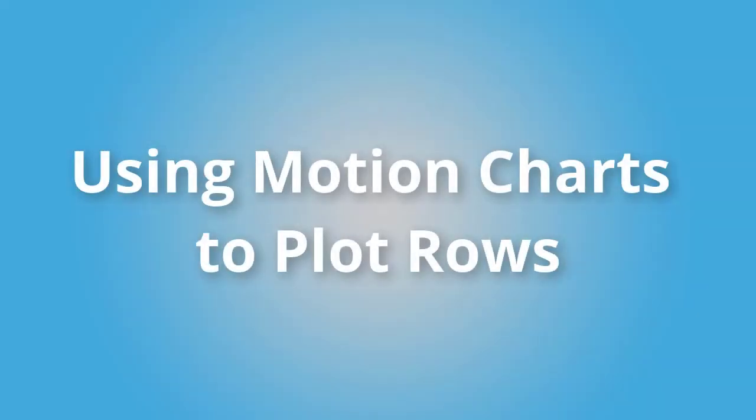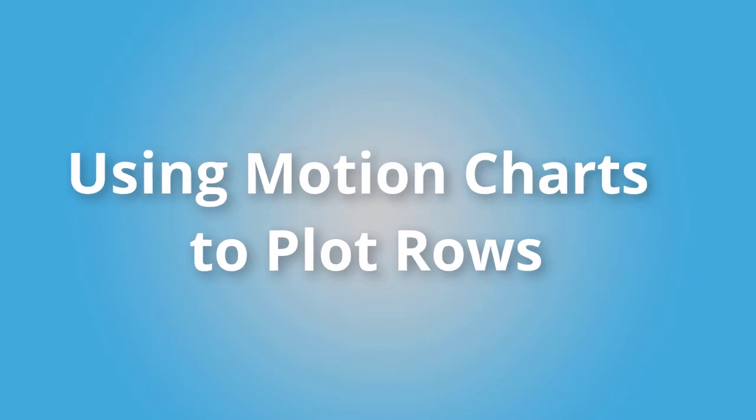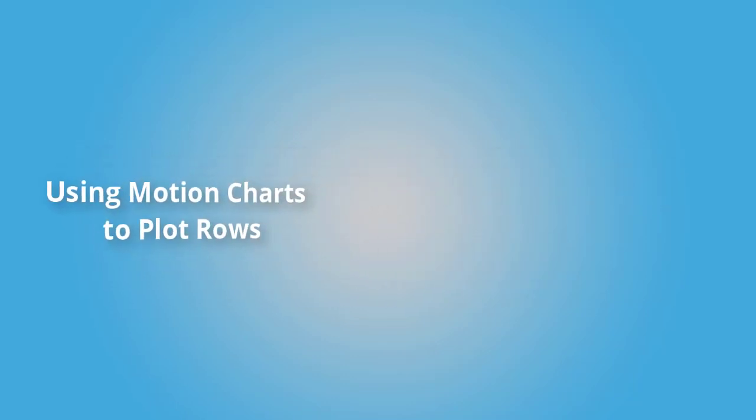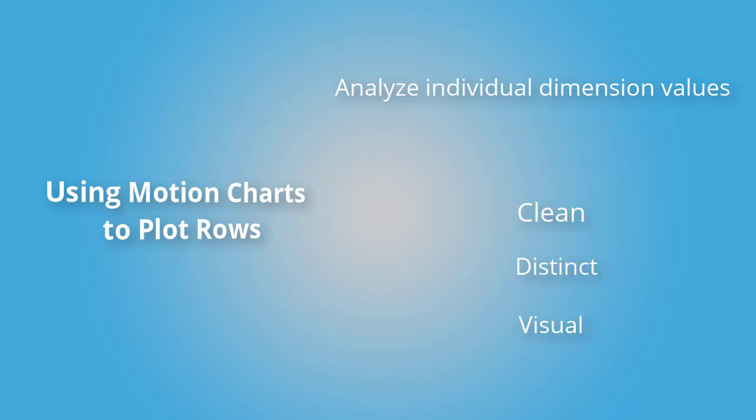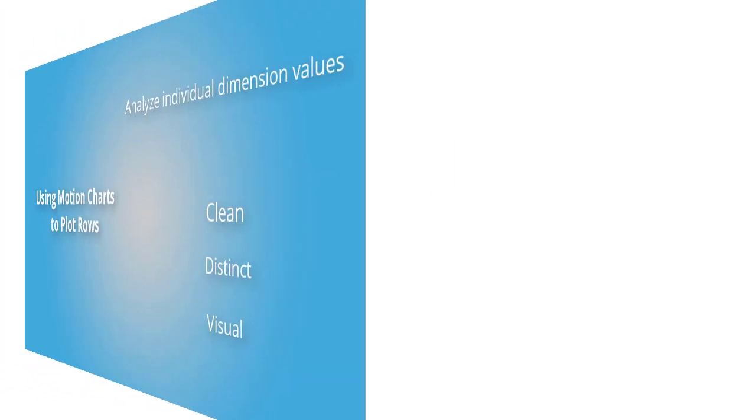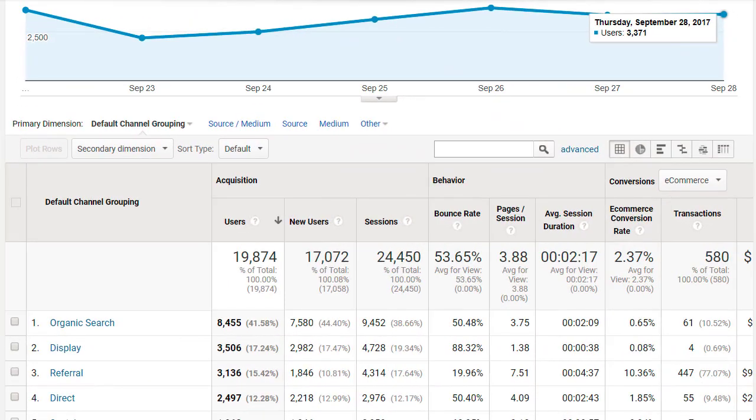Hello. This demo will show how to use motion charts to alleviate some of the hangups caused when trying to plot rows in the standard line charts within Google Analytics reports. After viewing this tutorial, you will be able to analyze individual dimension values in a clean and distinct visual manner, quickly and on the fly, without the need to use anything other than the standard Google Analytics front-end web-based reporting engine. Let's start with the basic all channels report.